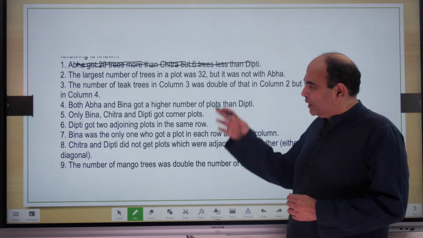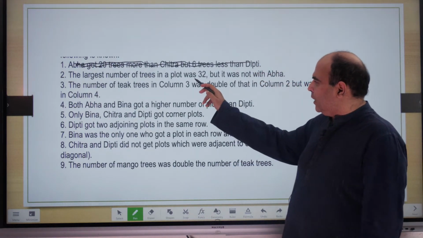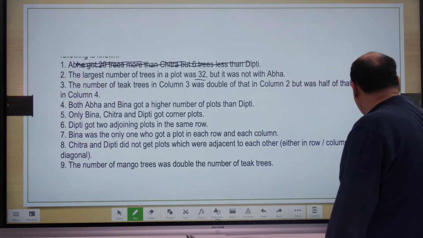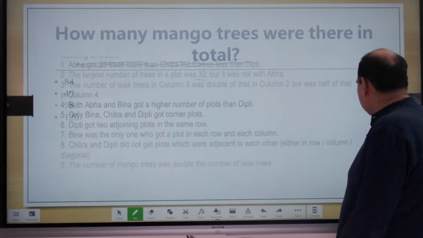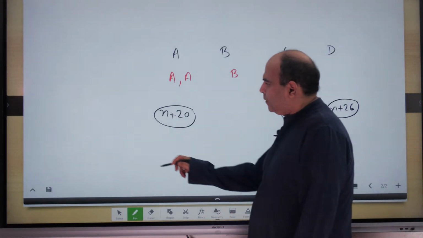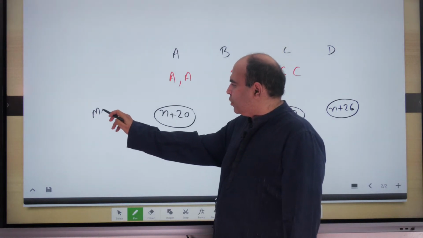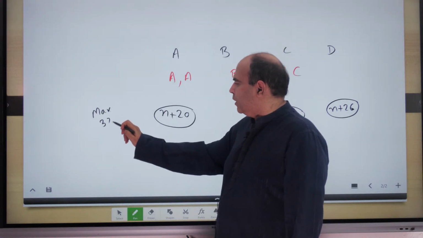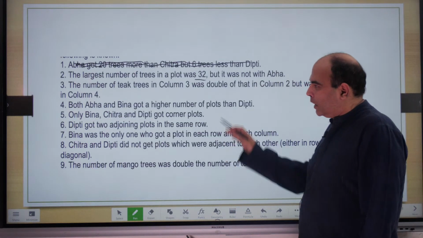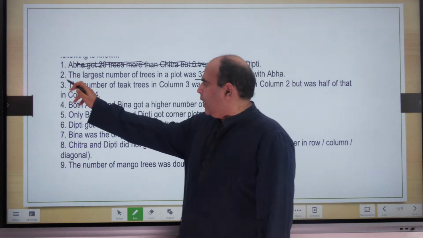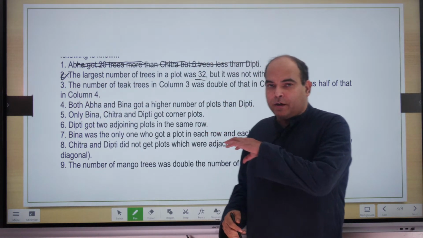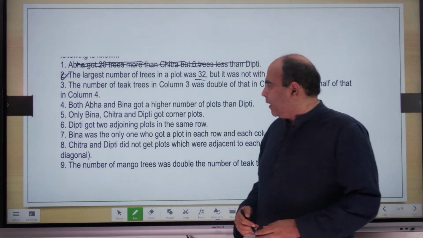So the second clue is an indirect one. The largest number of trees in a plot was 32, but it was not with Abha. So this is not something I can use right now, but I don't want to read it again. So I'll put it somewhere on my solving sheet. Maximum trees is 32, and it's not with Abha. So that clue is taken care of. I can mentally cancel that clue out. I've taken that into my solving sheet. I'm not going to read that again.